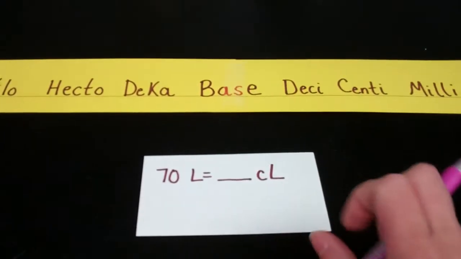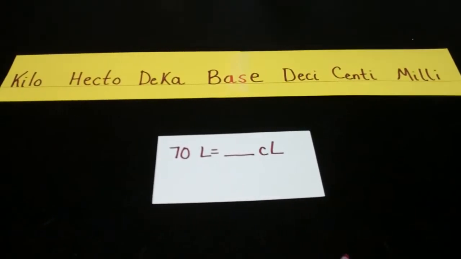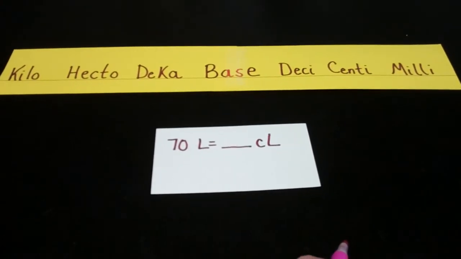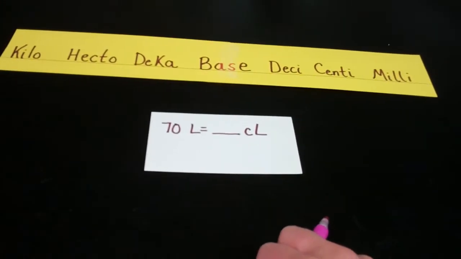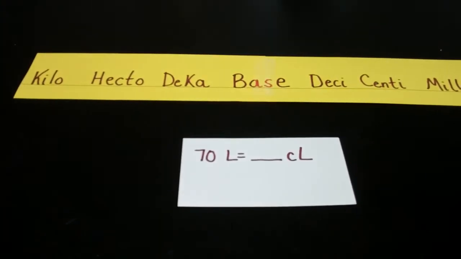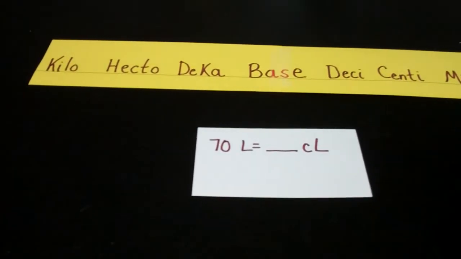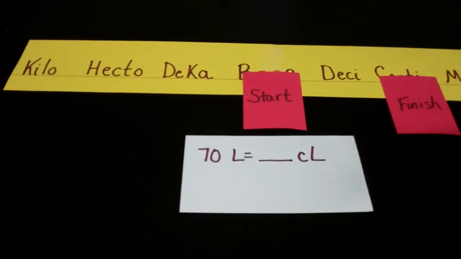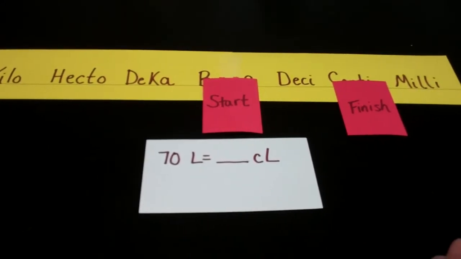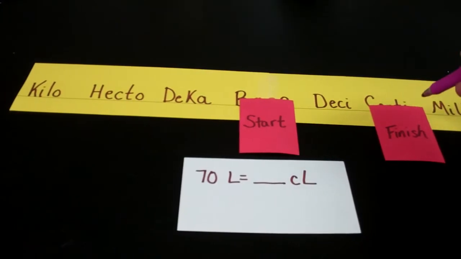The last example is 70 liters into centiliters. So once again, we would be measuring liters into centiliters, which the base unit is a volume measurement of liters. So we look at our metric system, and we know that liters is a base unit. So we will put start at the base, and we want to finish at centi. So from start to finish, we go to the right. How many loops? 1 to deci, and 2 to centi.